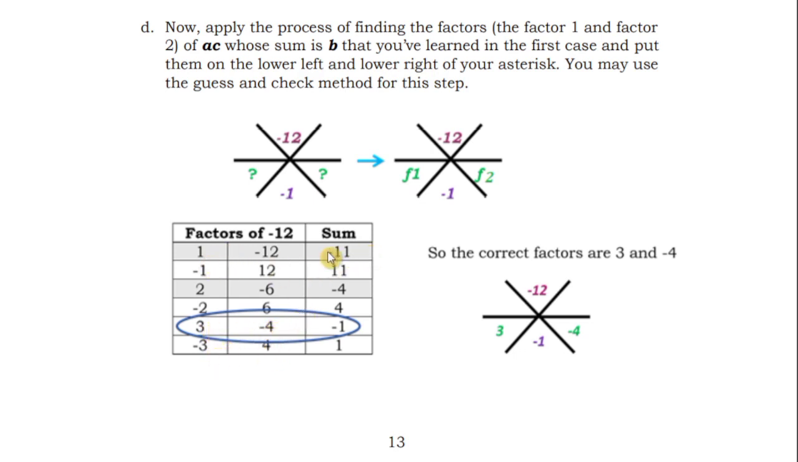Taking the sums: 1 plus negative 12 is negative 11. Negative 1 plus 12 is 11. 2 plus negative 6 is negative 4. Negative 2 plus 6 is 4. 3 plus negative 4 is negative 1. Negative 3 plus 4 is 1. Since our value of b is negative 1, this is the result we want. So as we go back, only one possible pair fits the given expression, and that is 3 and negative 4.